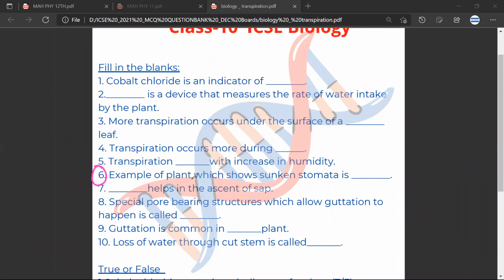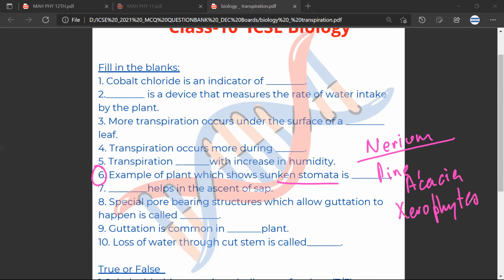Question number 6. Example of plant which shows sunken stomata. Basically this question comes from the section where adaptation in plants to reduce excessive transpiration is discussed. If you look at that section of the chapter, the example which is given is Nerium. If you do a Google search, you will find a few more examples. These are desert plants which are called xerophytes. So these are the examples which can be given here. This example is given in Selina.